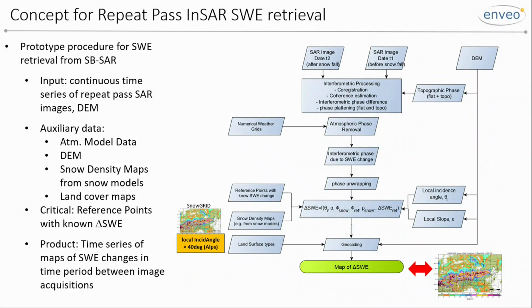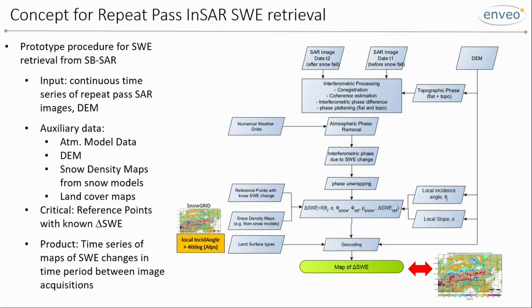How do we process this? I will not go into detail. This is a kind of flow chart, just to see what you have to do when you want to implement it. We start with the 2 SAR images on the day, then we run the standard interferometric processing, everything John explained in detail. We have to correct for the topography. We need some numerical weather grids in order to remove the atmosphere. Then I get the interferometric phase due to SWE changes. We might have to phase unwrap if there was a big snowfall. If there was a smaller one, it's not necessary.